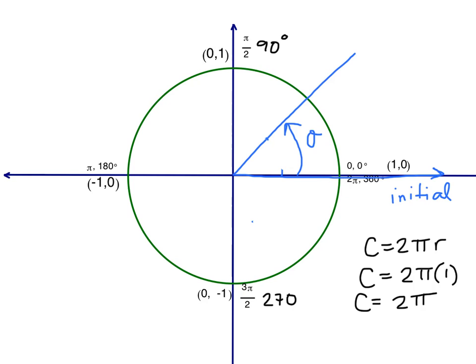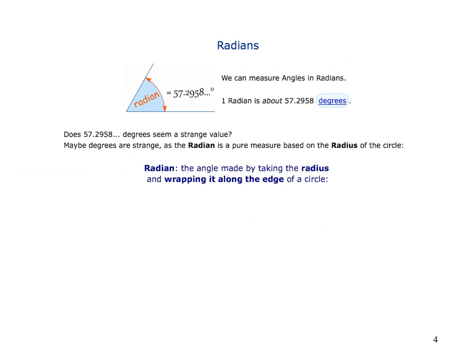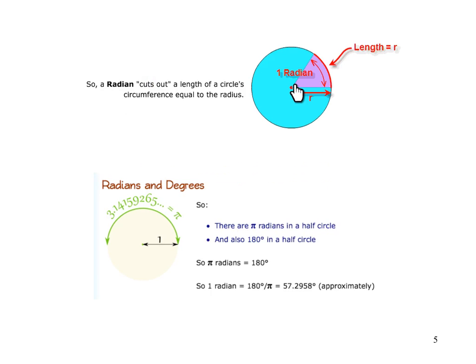So what the heck's a radian? A radian is a measure around of chunks of a circle. Okay, 1 radian is approximately 57.2958 degrees. It probably seems kind of strange, but that number of degrees is based purely on the radius of the circle. A radian is the angle that's made by taking the radius and wrapping it along the edge of the circle, like this. The radius wrapped around the edge of the circle cuts out a length of the circle's circumference that's equal to the radius.